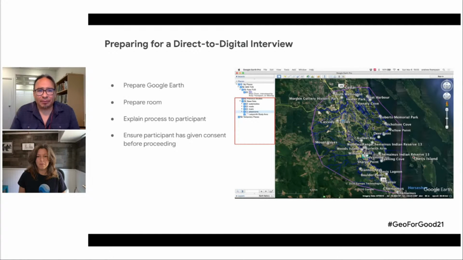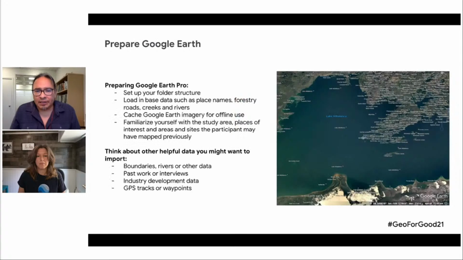And then when we actually prepare for doing a direct-to-digital mapping interview, we want to make sure that we prepare Google Earth and ensure that all of our information is organized. We want to prepare the room. We want to explain the process to the participant, and we want to ensure the participant has given consent before proceeding. So when we talk about preparing Google Earth, we want to make sure that we set up a good folder structure that we can load in base data such as place names, road names, creeks and rivers. This way we can turn on and off those layers, so we can easily see where those places are on the map.